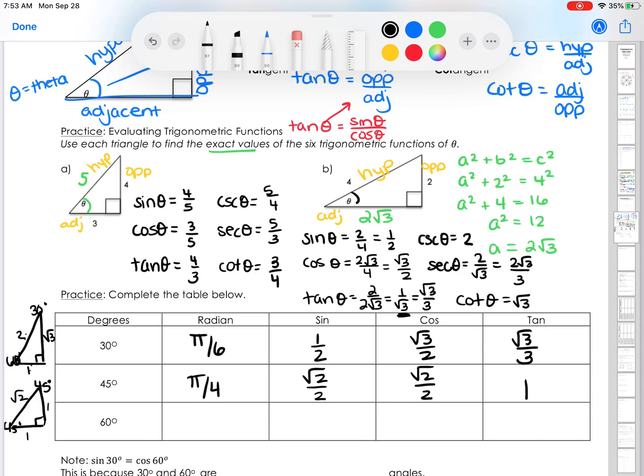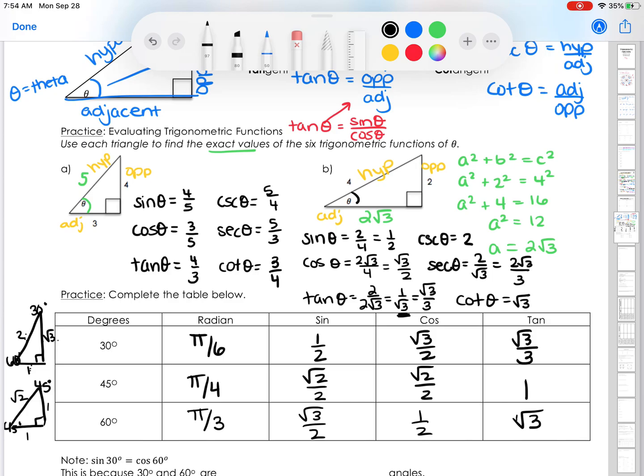60 degrees, I can go back to that first triangle. So opposite would be root 3 over 2. Whoops, I missed a spot. Let's do our radian first. That's pi over 3. Okay, root 3 over 2 for sine. Cosine, the adjacent over hypotenuse, so that's 1/2. And then tangent would be root 3 over 1, or just root 3.